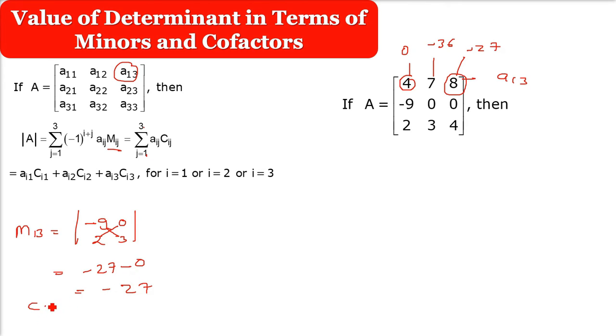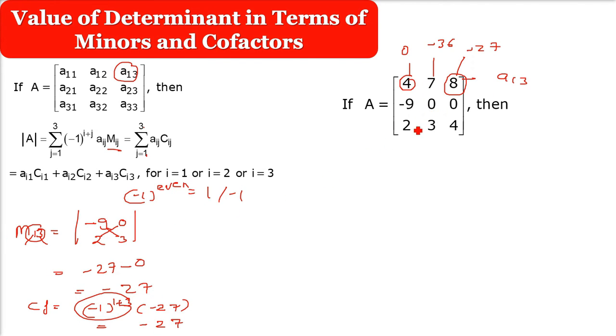Now in order to find the cofactor, what did we do? Minus 1 to the power of i plus j. i is 1, j is 3. So 1 plus 3, and this is minus 27. So this is going to be minus 1 to the power 4. An even power of negative 1 will be 1, an odd power will be negative 1. So what do you get here? Minus 1 to the power 4 is plus 1, into minus 27 is minus 27.